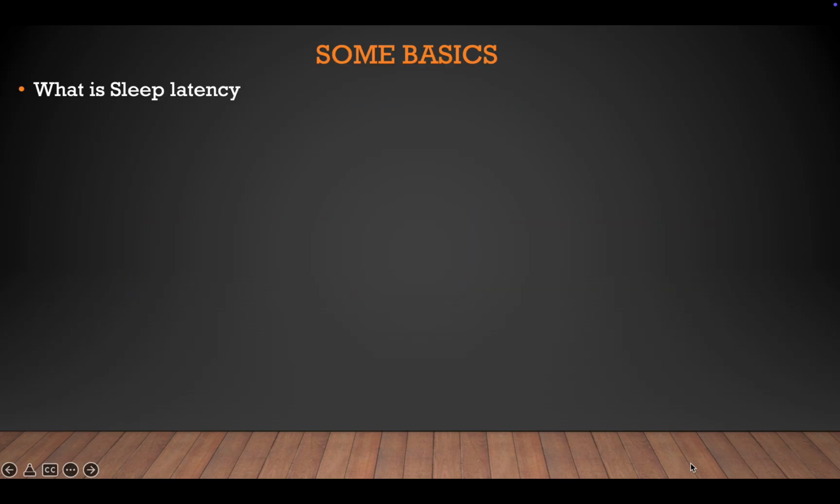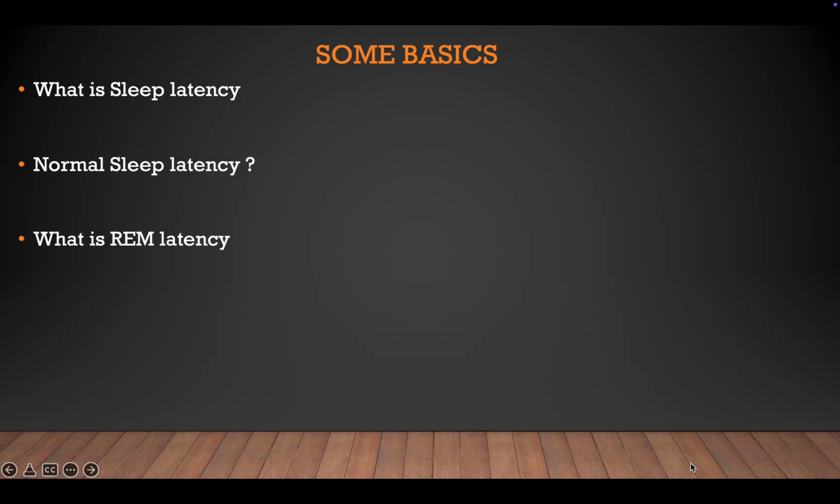Let's start with some basics. First, what is sleep latency? The sleep latency is simply the time it takes from lights out to the first epoch of any stage of sleep. So, what is the normal sleep latency? It's usually about 10 to 20 minutes. If it is shorter, it suggests excessive sleepiness. If it is prolonged, it suggests insomnia or circadian issues. Generally, anything more than 30 minutes is considered delayed.